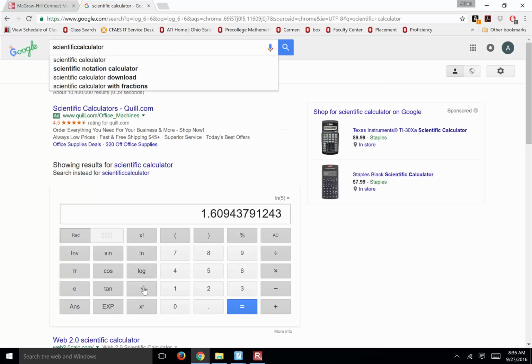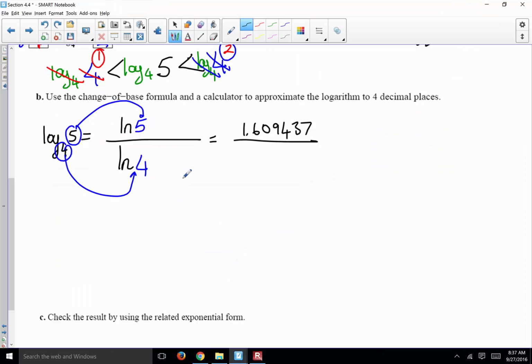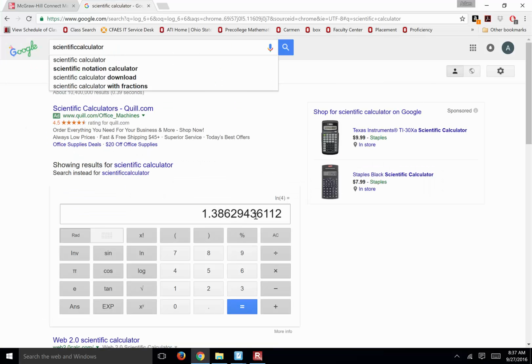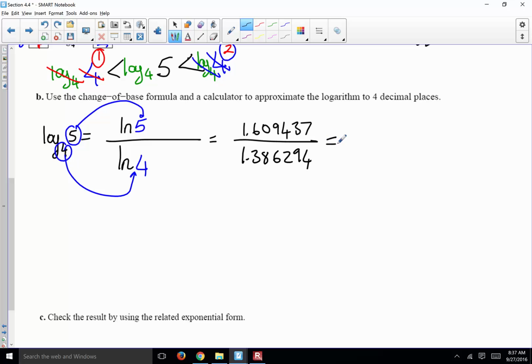And now I'm going to do ln4. ln4, right? Yes. 1.386294. And divide one into the other. I need your help. I can't do it. Again, I will use this symbol here because this is not an exact equal. I cut it off, so this is an approximation. Tell me the result up to 5 digits. 1.16096.